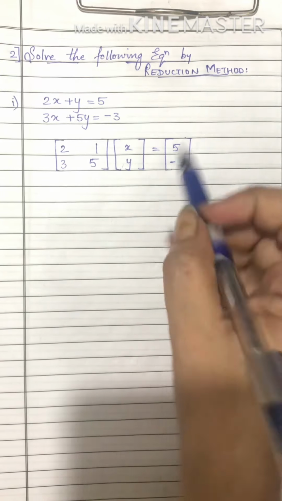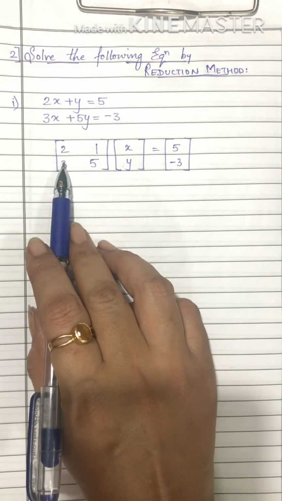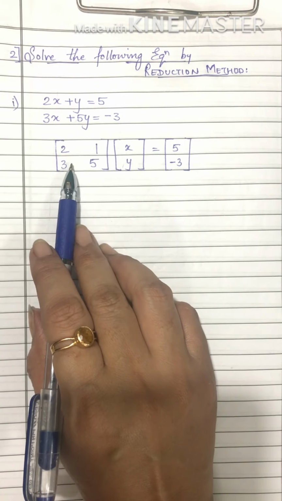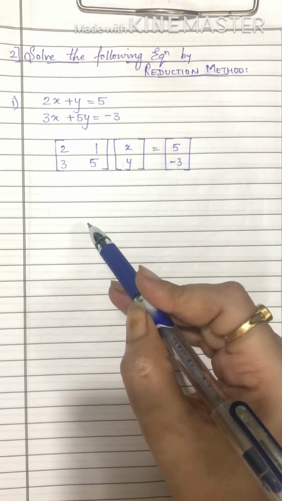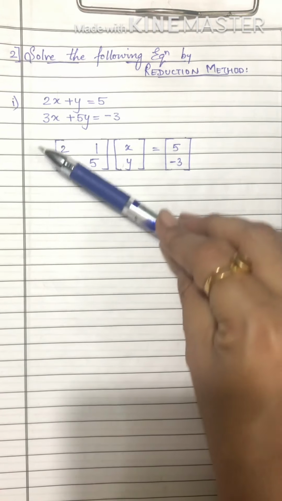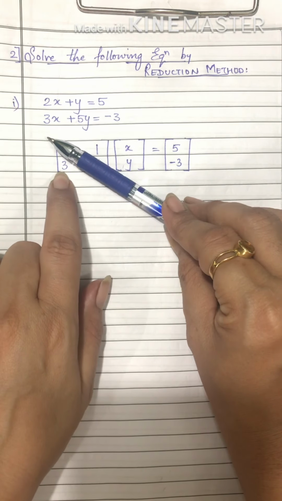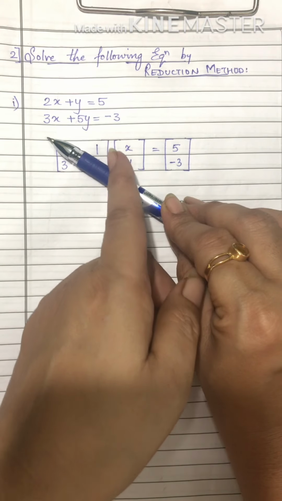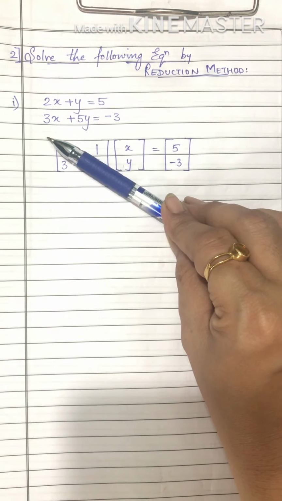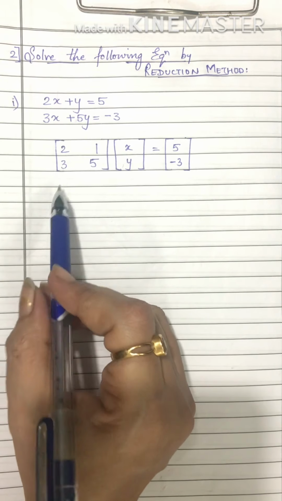Okay, now what you need to do in the reduction method is convert whatever matrix you have here into an upper triangular matrix or a lower triangular matrix. Upper triangular matrix means the elements below the diagonal are converted to 0, and if the elements above the diagonal are converted to 0, it will be a lower triangular matrix. Now I am focusing on how to make this an upper triangular matrix.